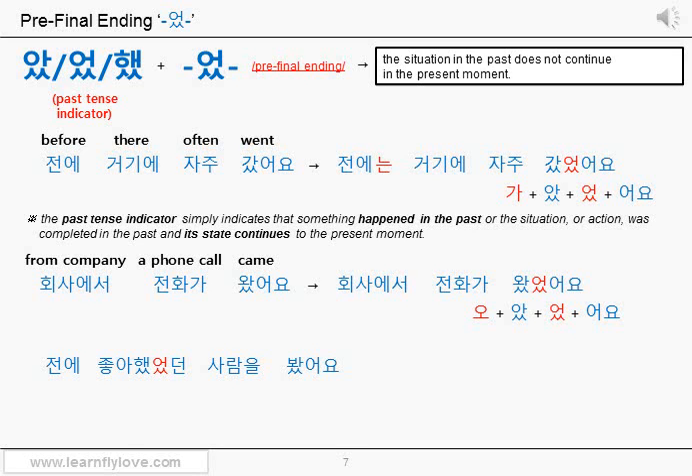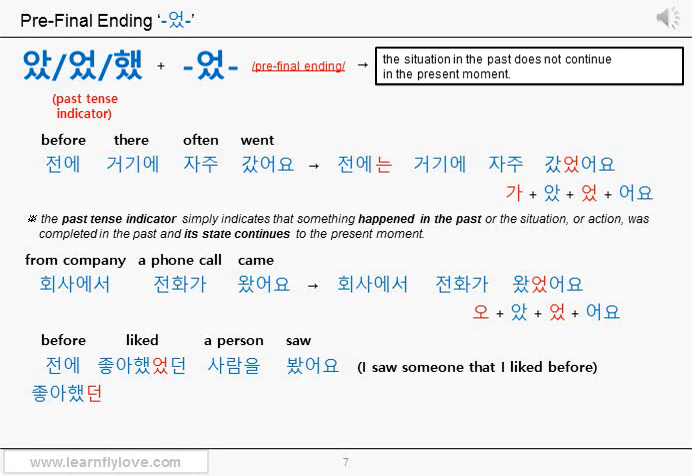전에 좋아했었던 사람을 봤어요. 전에, before. 좋아했었던, liked. 사람을, a person. 봤어요, saw. What does that mean? Yes, I saw someone that I liked before. Do you remember the modifier ending 던? Hope you do, but don't worry, I'll explain about it again.